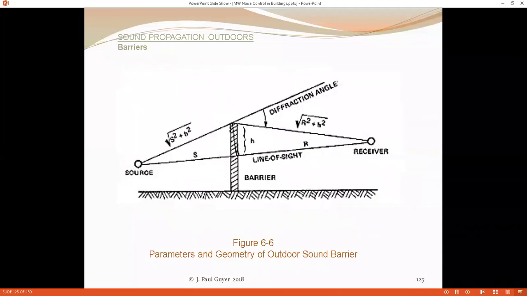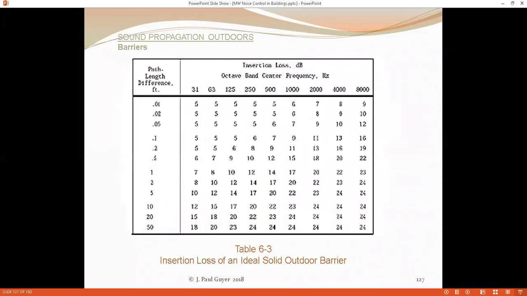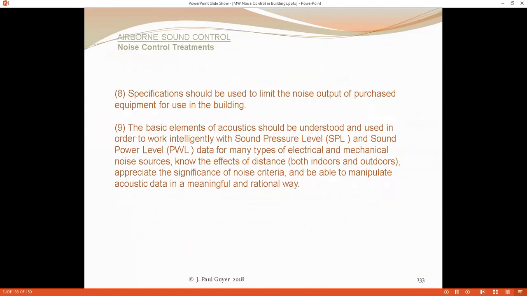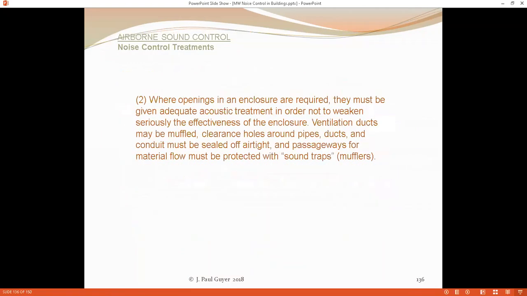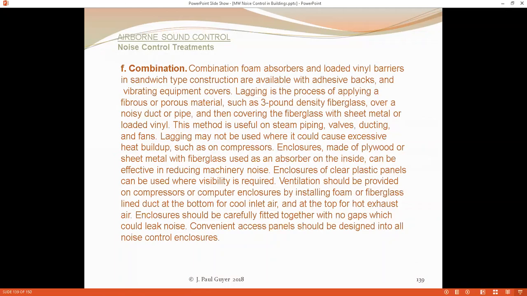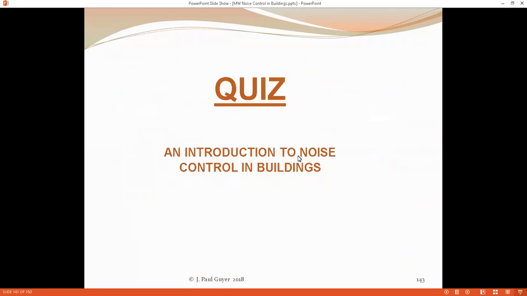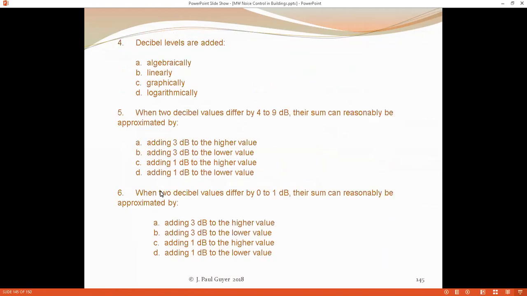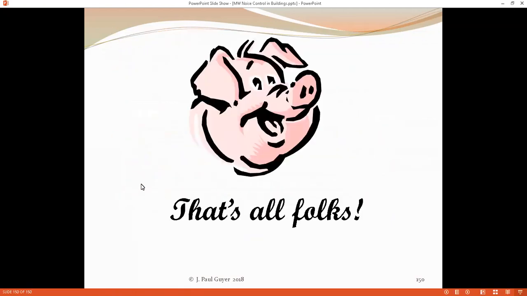I hope this gave you a little bit of a feel for how you approach controlling noise and sound. By the way, noise is, and we're not going to take the quiz here online, noise is unwanted sound. Noise is sound, but it's unwanted sound.